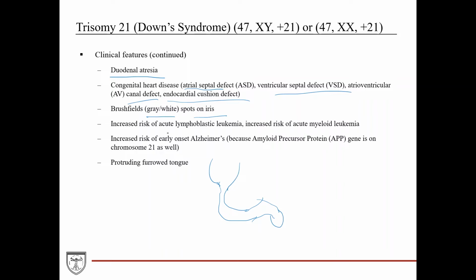This is also incredibly high yield for Down syndrome. They have increased risk of ALL, so acute lymphoblastic leukemia, and then increased risk of acute myeloid leukemia. These can often be questions on tests. This is also interesting and also very high yield, increased risk of early onset of Alzheimer's because amyloid precursor protein, APP, is on chromosome 21 as well. So if you have an extra 21st chromosome, you're going to have increased levels of this protein, which then builds up and leads to Alzheimer's. And then they'll also have a protruding furrowed tongue, which essentially means they have a number of these horizontal lines or indentations of the tongue like this.